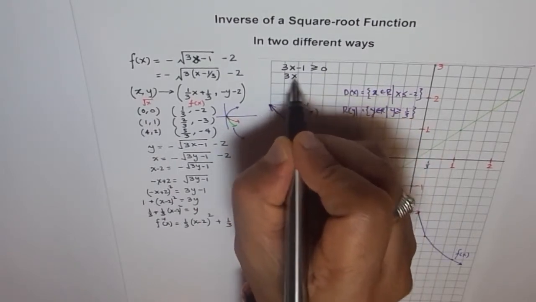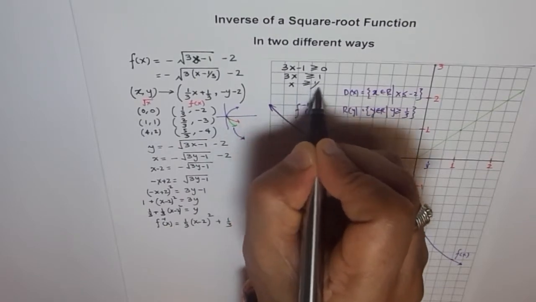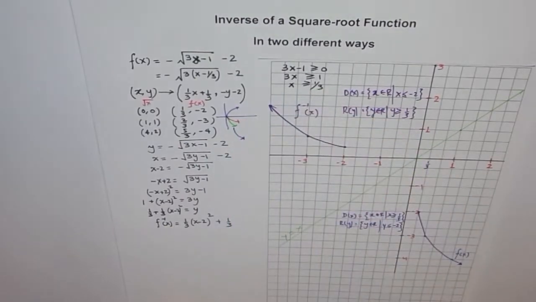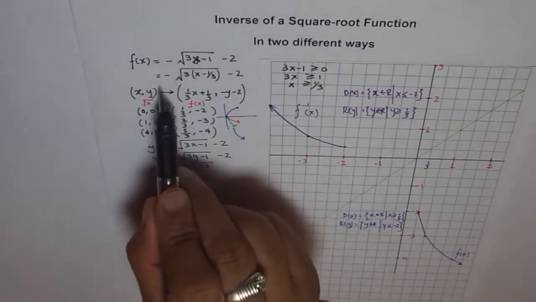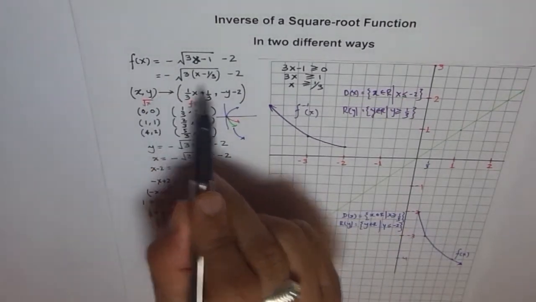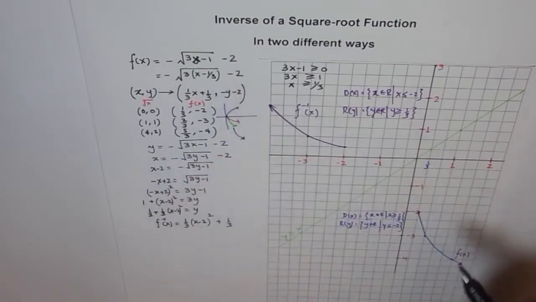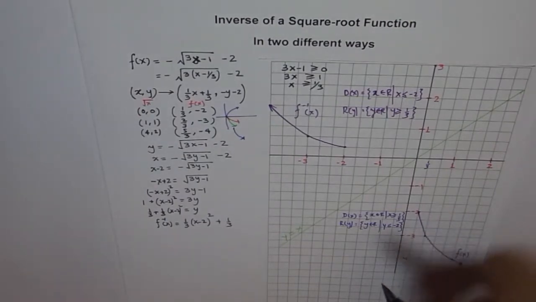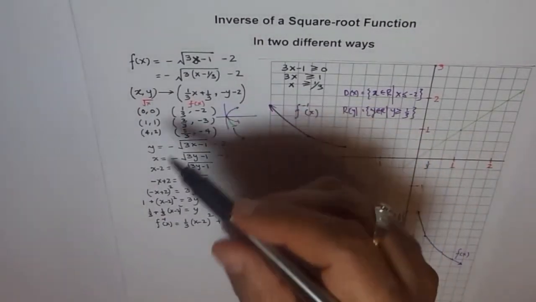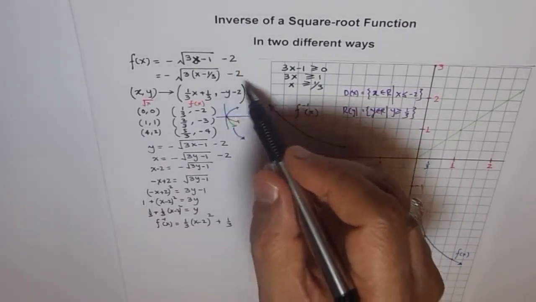Or 3x should be greater than or equal to 1, or x should be greater than or equal to 1 over 3. So we get our domain straight, correct? And range is, it's going downwards, from minus 2. And therefore the range is below minus 2. So when we say inverse, then range becomes domain. So the domain should become less than minus 2.